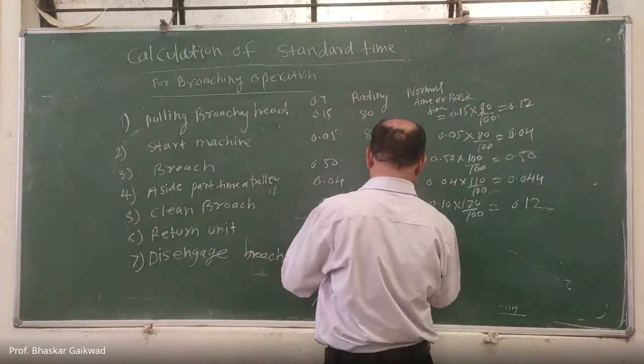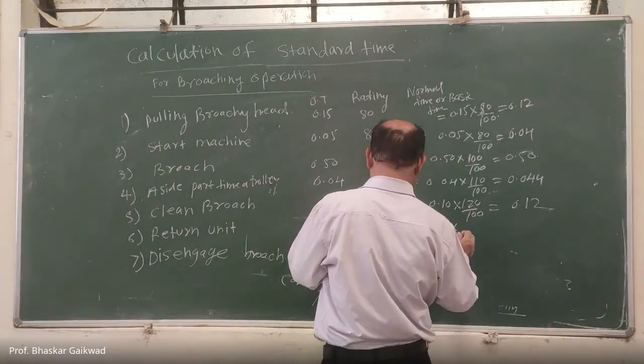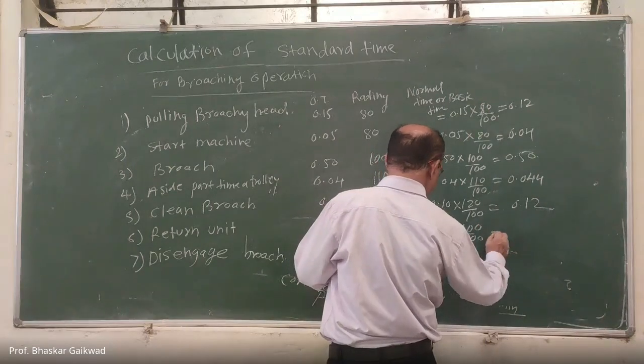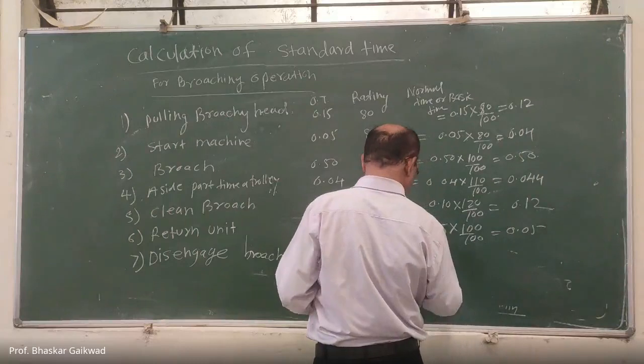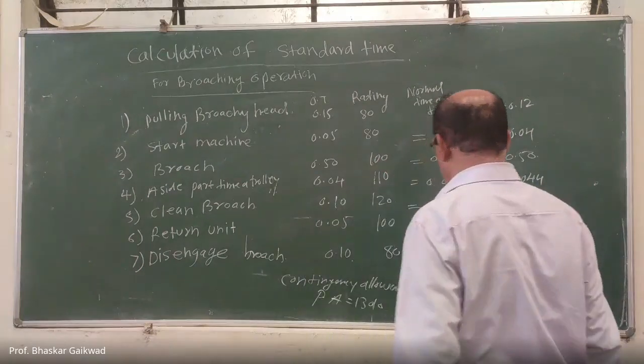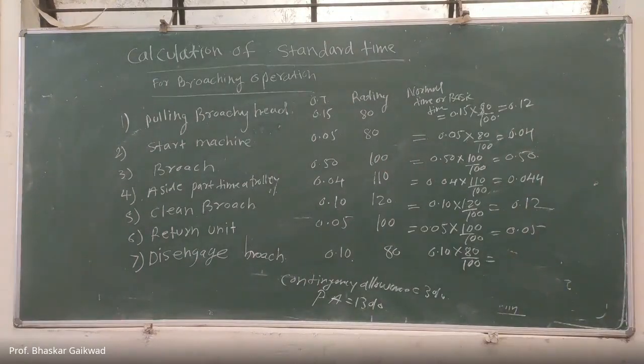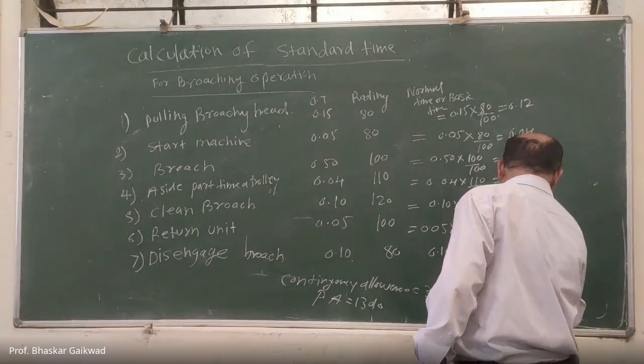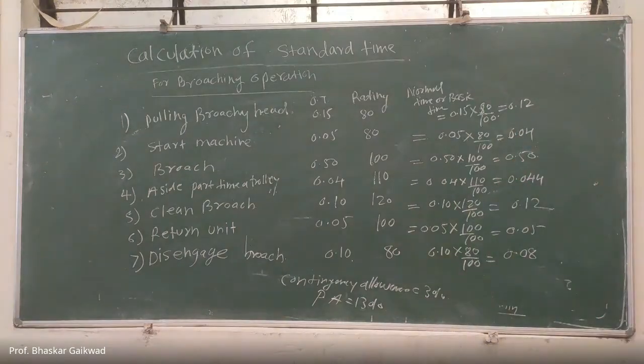Similarly for this, 0.05 into 100 divided by 100, here 0.05, here 0.10. How much for the last reading? 0.08. So like this, you can calculate the normal times for each element.